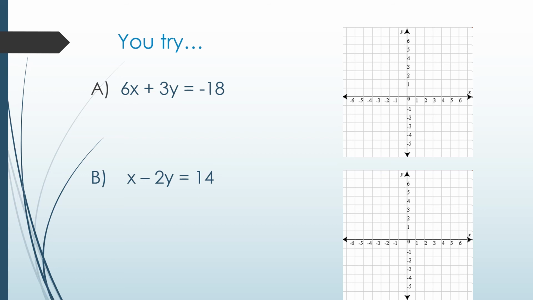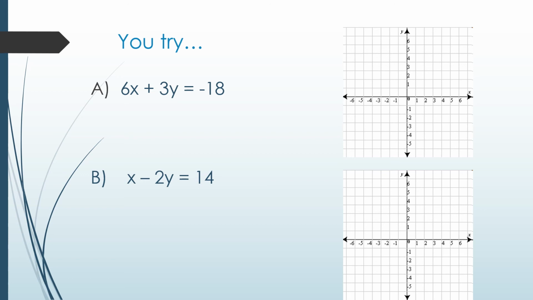Now remember, if you do not like graphing in standard form, you can always change this back to slope-intercept form by solving for y and then graphing that from slope-intercept form, which some students do prefer. But you can simply just find the x-intercept, the y-intercept, plot those, and be done.